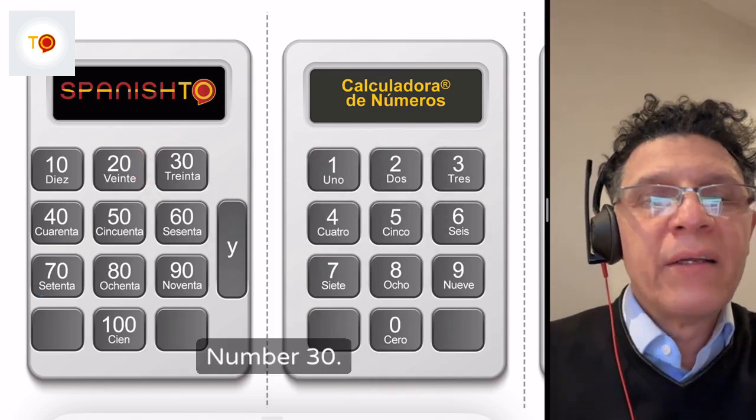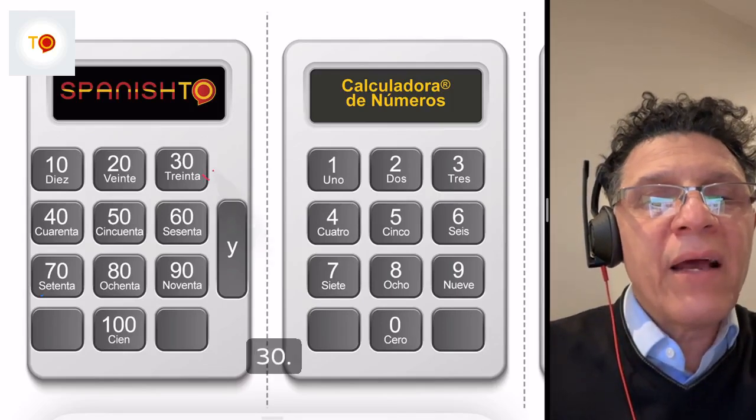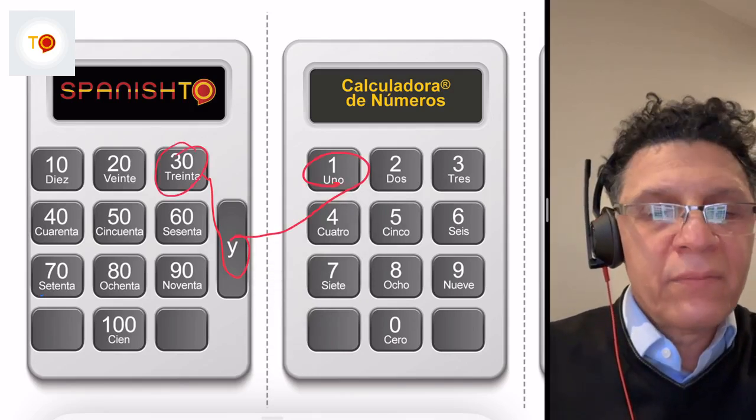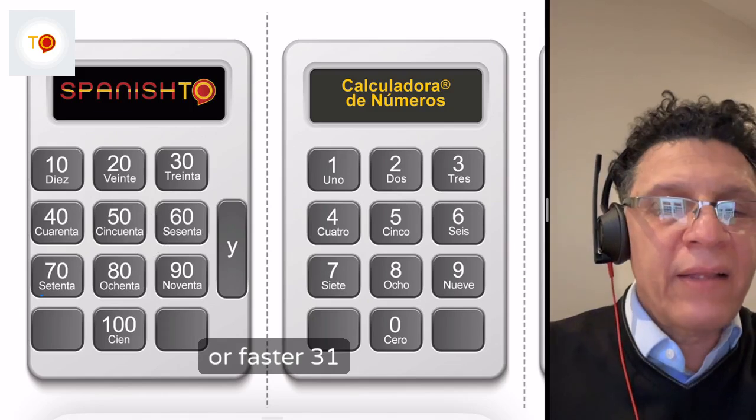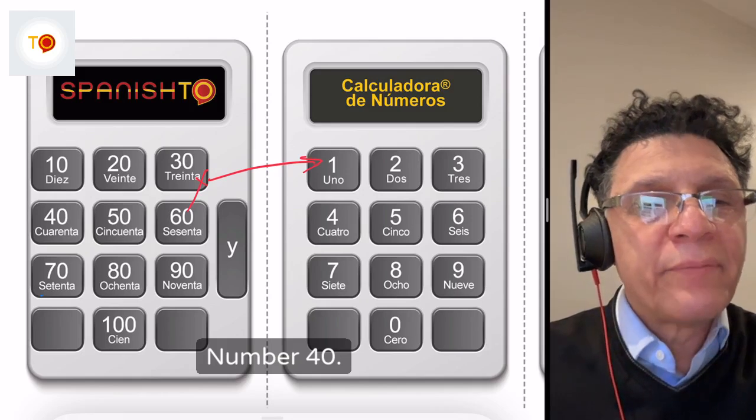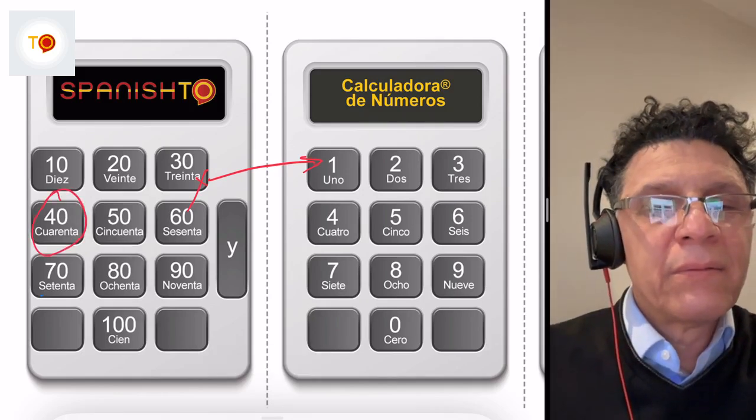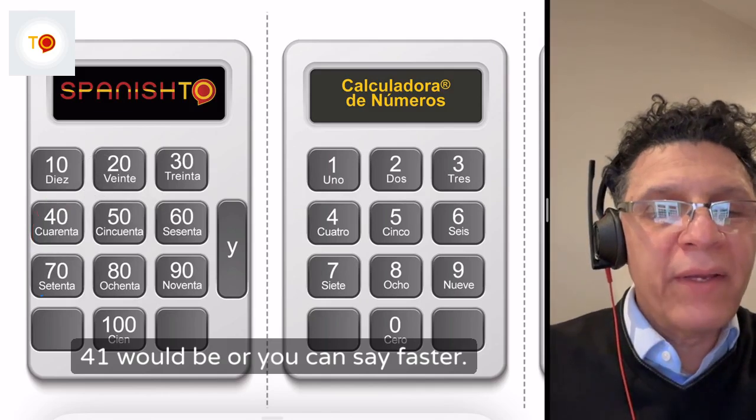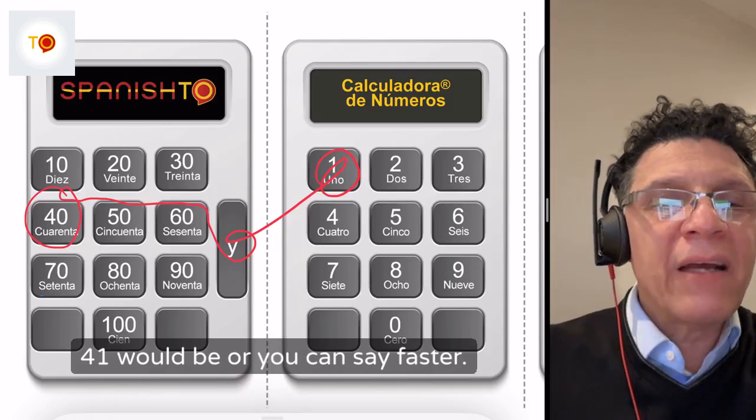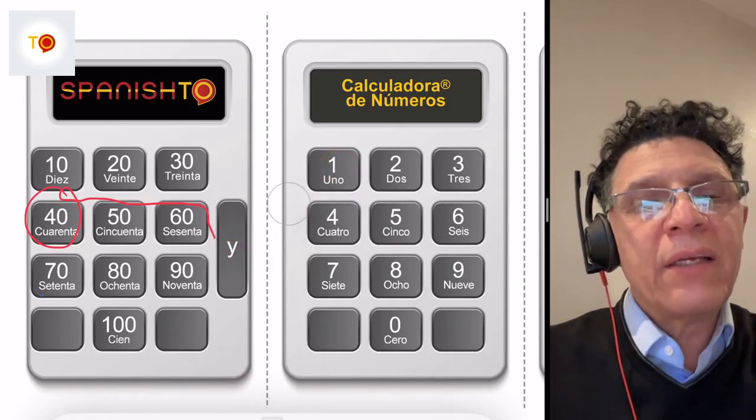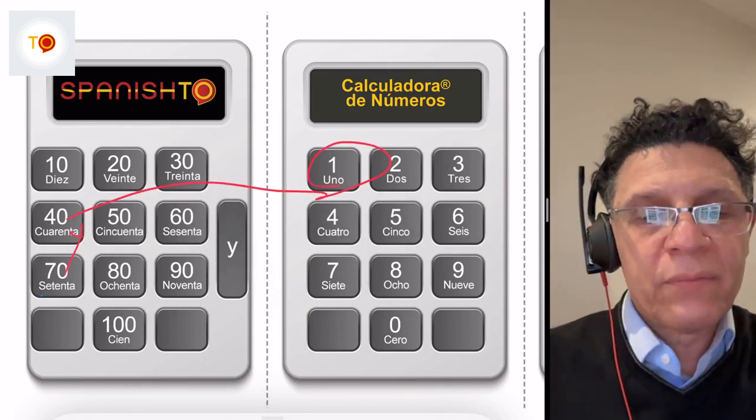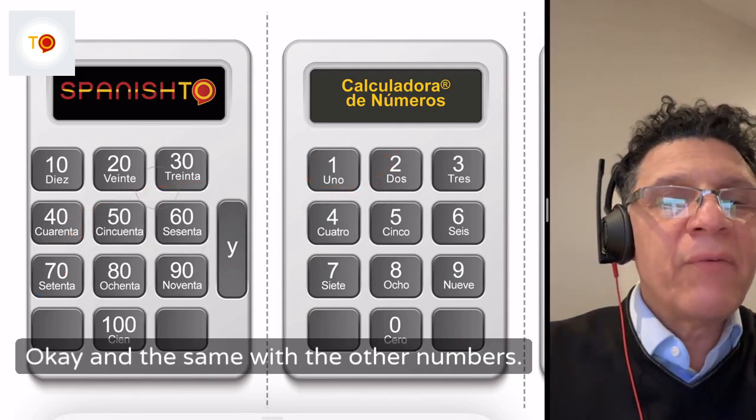Number 30, 30, 31, or faster, 31. Number 40, 40. 41 would be 41, or you can say faster, 41. Okay?